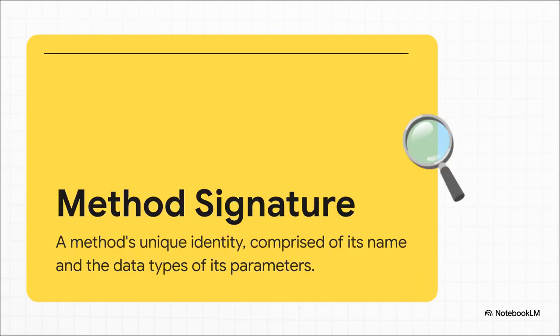And all of that brings us to a really key idea, the method signature. You should think of this like a unique fingerprint for every method. It's made up of just 2 things, the method's name and the data types of its parameters. That's it. And this signature, this fingerprint, is exactly how Java tells different methods apart. You'll see why that's so important in just a second.